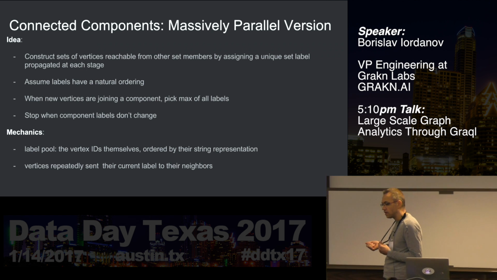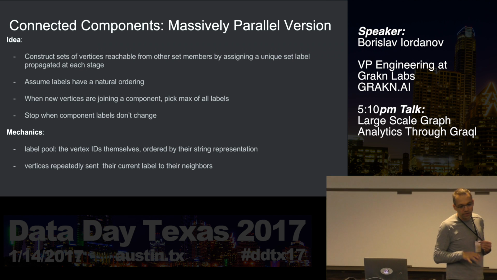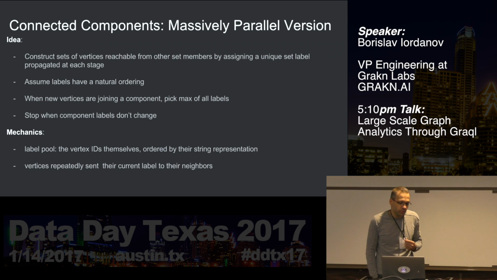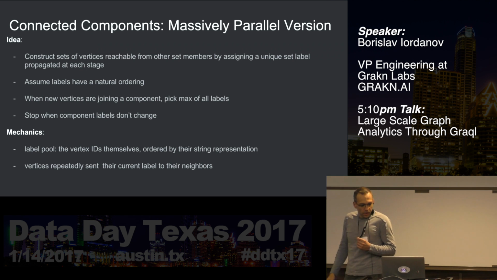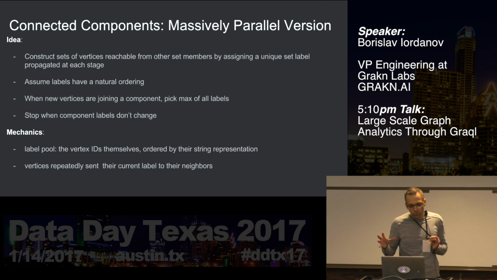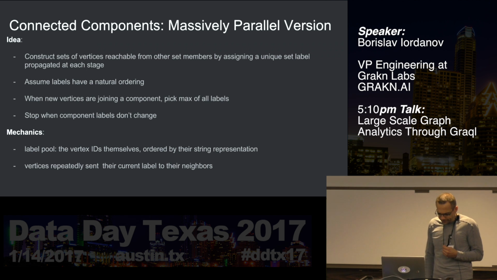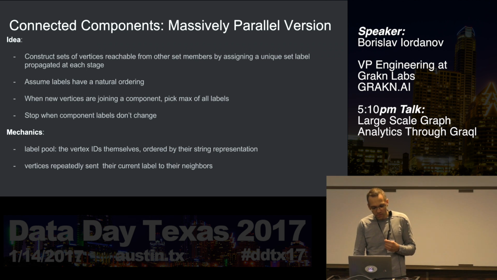We want to make sure that at the end of the computation, we have vertices that are labeled by the cluster to which they belong. So we propagate those labels at each step, and the way the algorithm works is that we assume that the labels have a natural ordering, so we have an easy way to pick one when we're trying to combine two components together. If we find two separate components are connected and they have different labels, we pick the max of the labels, and we end up merging them together. So that's the idea. We use the vertex IDs themselves for the labels, and whoever has the max vertex ID, just by natural string ordering, will be the label of the cluster.